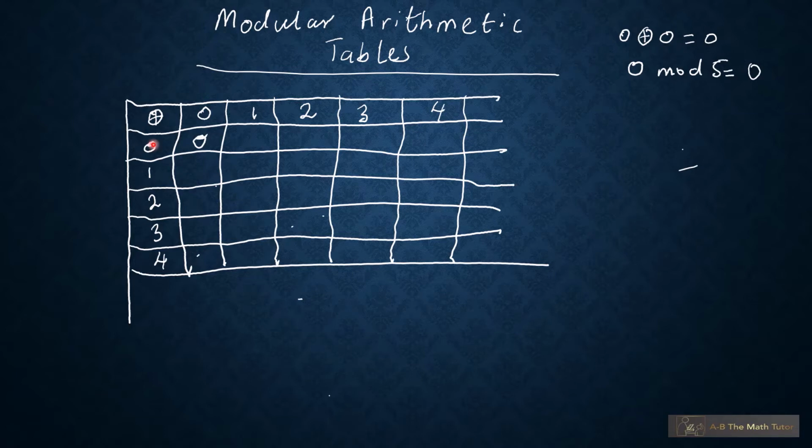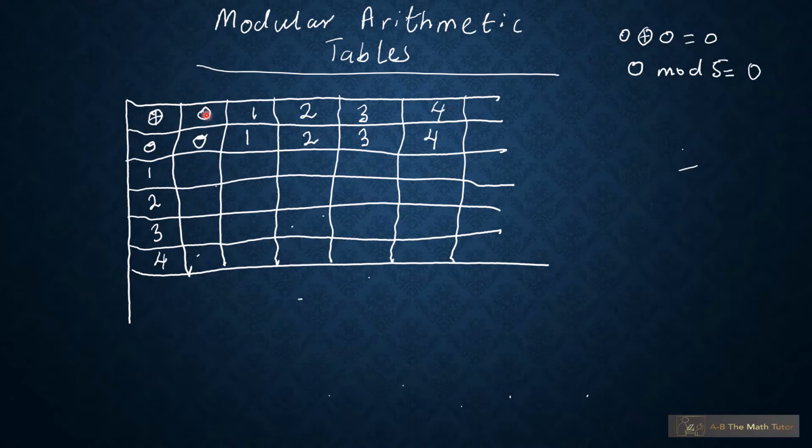Let us continue. 0 plus 1 is 1, and 1 in modulo 5 will be 1. 0 plus 2 is 2, and 2 in modulo 5 will be 2. 0 plus 3 will be 3, and 3 modulo 5 is 3. 0 plus 4 will be 4, and 4 modulo 5 will be 4.